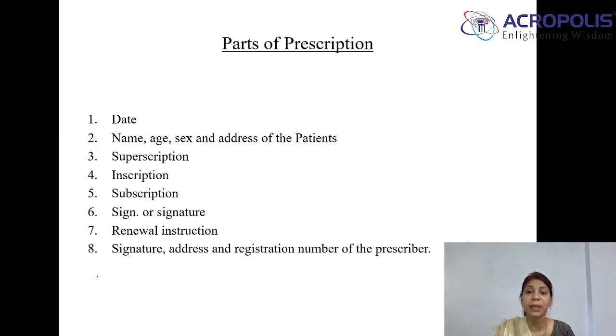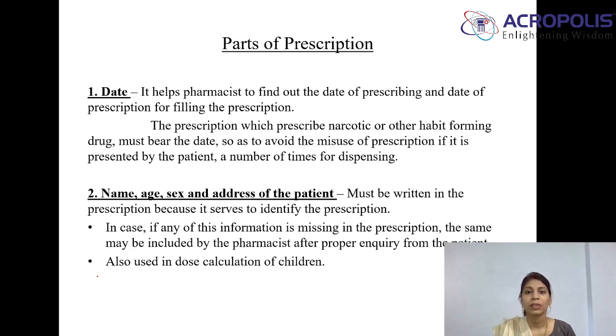Next, parts of prescription. There are 8 different parts of a prescription. First, date. Second, name, age, sex and address of the patient. Third, superscription. Fourth, inscription. Fifth, subscription. Sixth, signa or signature. Seventh, renewal instruction. Eighth, signature, address and registration number of the prescriber. Now, we will discuss the different parts in detail.